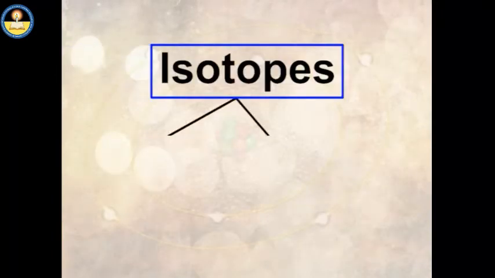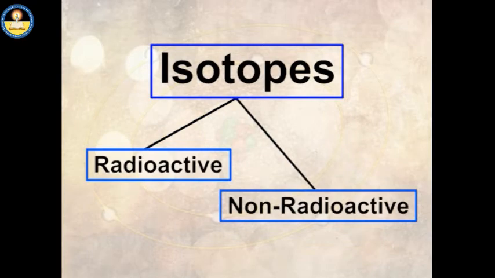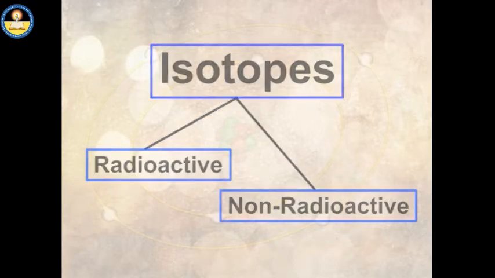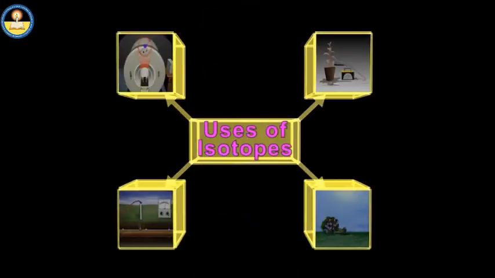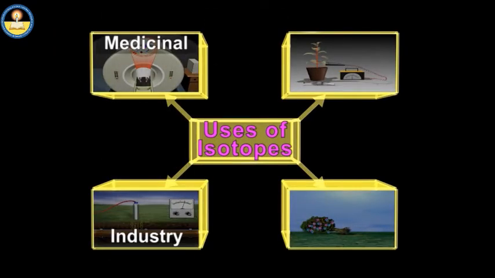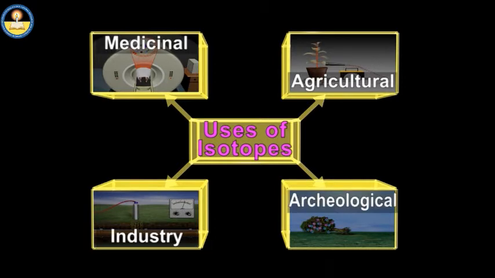Radioactive isotopes produce harmful radiation. They can have important uses if handled properly. They can be used in medicine, industry, agriculture, archaeology, and the like.